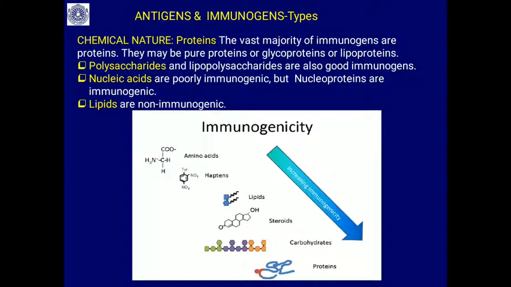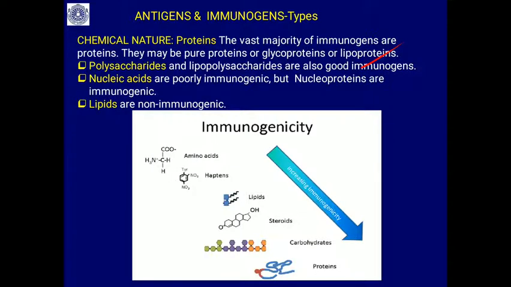So, what is the chemical nature of the antigens? As I said, the vast majority of immunogens are proteins. They may be pure proteins, glycoproteins or lipoproteins. Glycoproteins are associated with a carbohydrate moiety, and lipoproteins are proteins associated with a lipid moiety. Or else they may be polysaccharides; lipopolysaccharides are good immunogens. Nucleic acids are poor immunogens, but nucleoproteins are good immunogens.